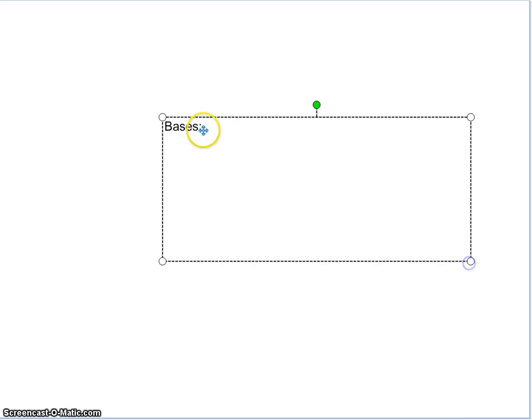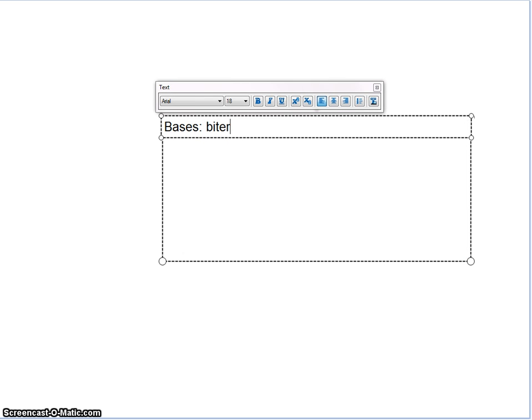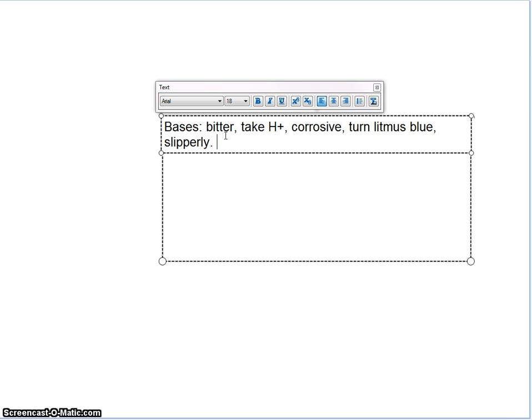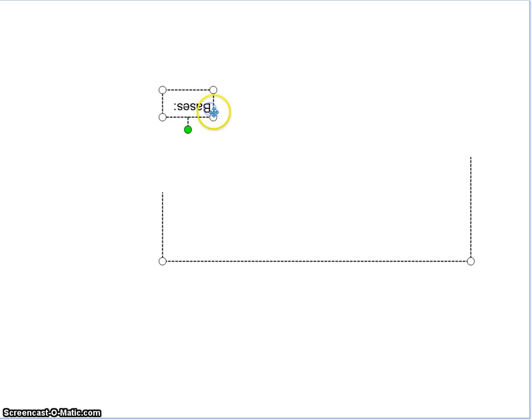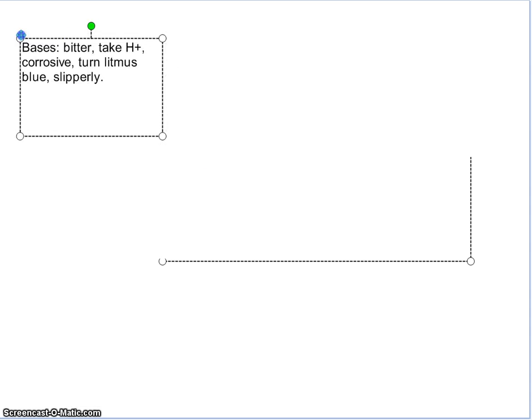Okay, so bases. They're bitter. They take H plus. They're also corrosive. Oh my gosh, so much corroding. What else? They turn litmus blue. Slippery. I feel like I'm forgetting some, but whatever. That'll be good.